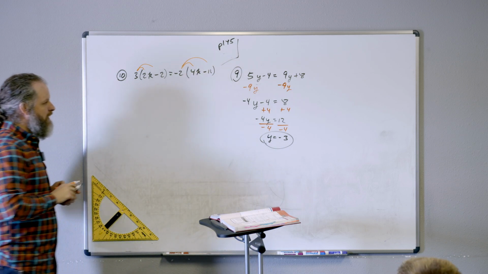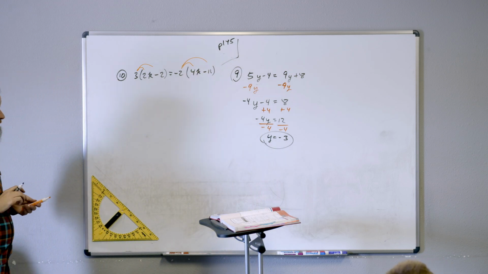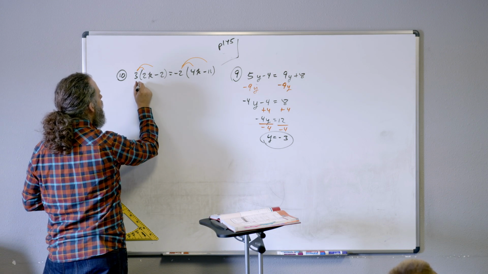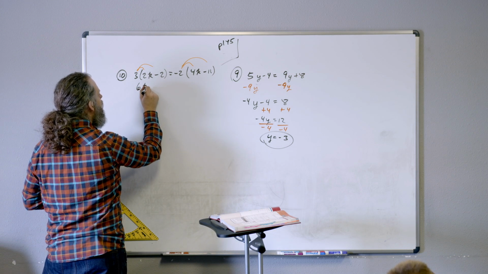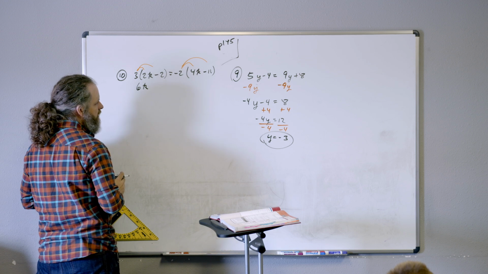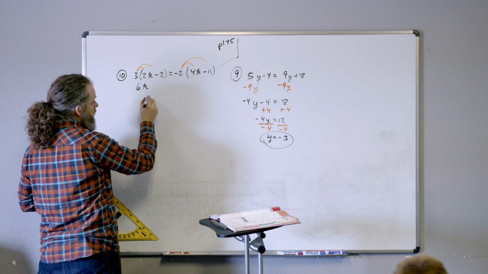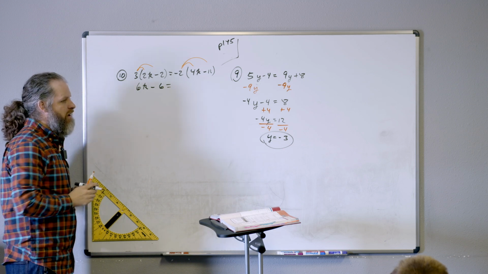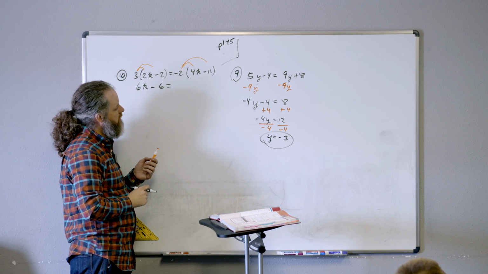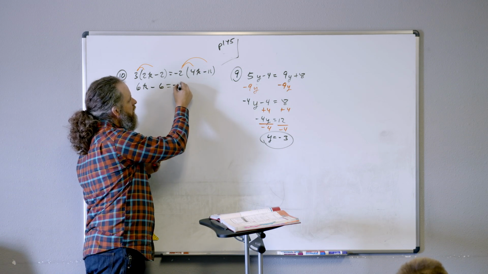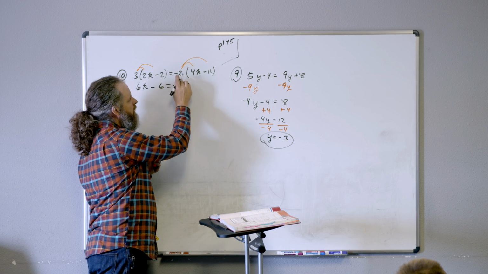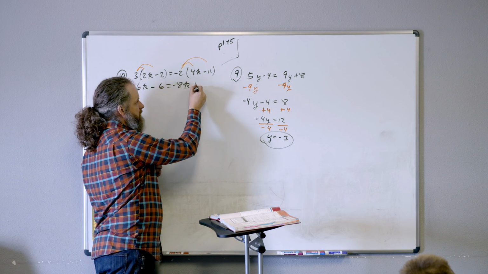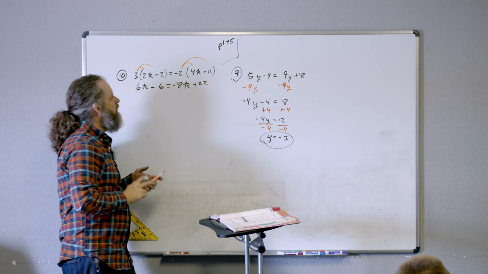So what's 3 times 2k? 6k. And then 3 times negative 2 is? Negative 6, right? And then negative 2 times 4k is what? Negative 8k. And then negative 2 times negative 11 is what? Positive 22, right? Now what?